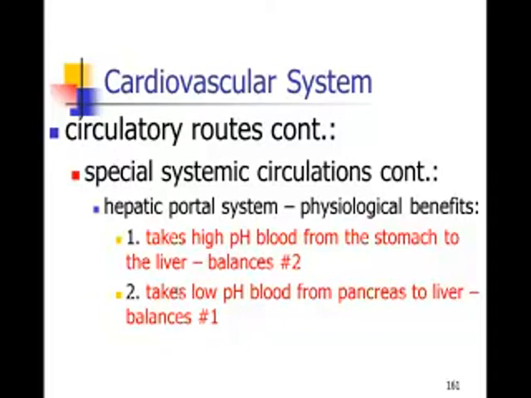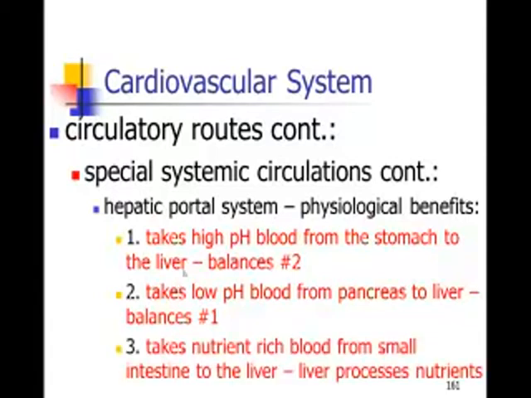mostly. Any imbalance that remains in terms of pH in the blood at this point will be managed by the kidneys. It takes nutrient-rich blood from the small intestines to the liver. We use that because remember I said that the liver actually processes our nutrients and manages the nutrient load in the blood that's going throughout the body.